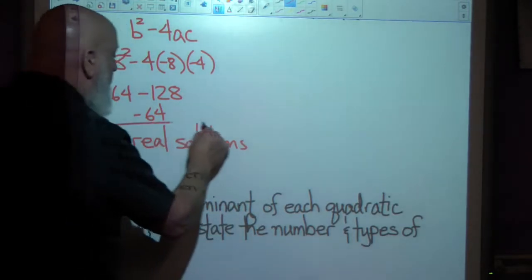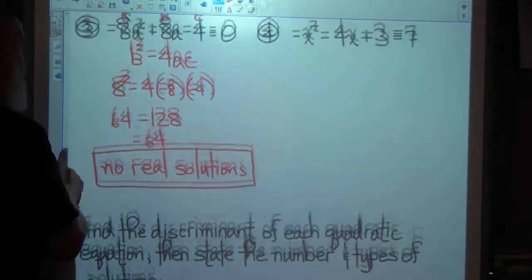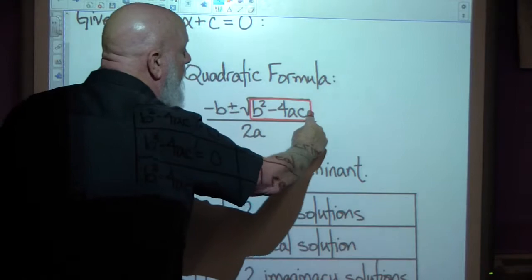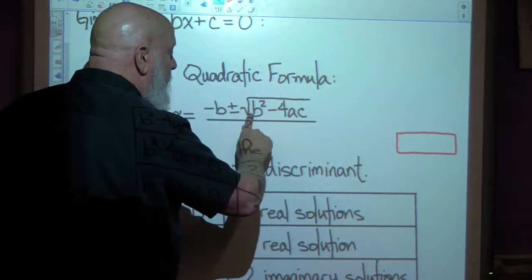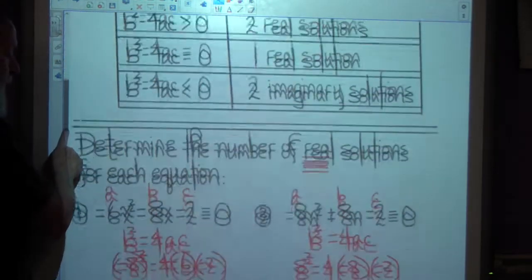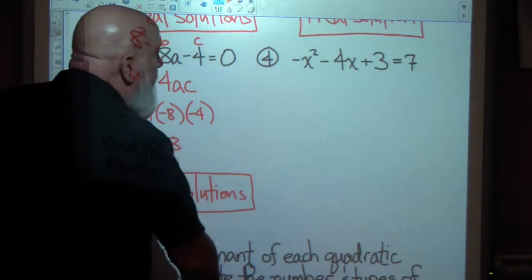There are none, because the discriminant is negative, and if you take the square root of a negative, it takes us into the realm of the imaginary numbers. So there are no real solutions here.